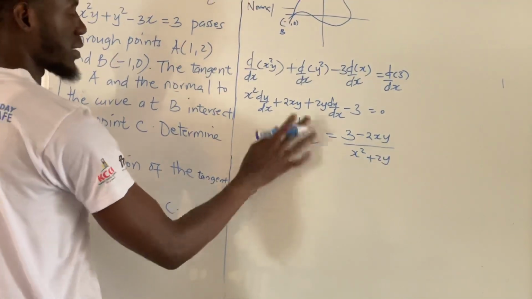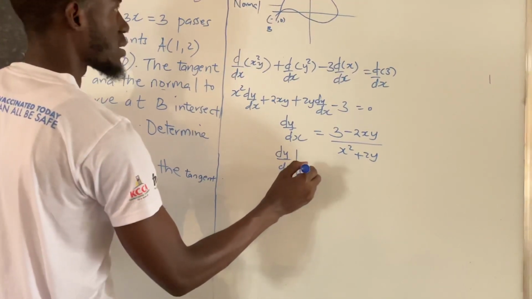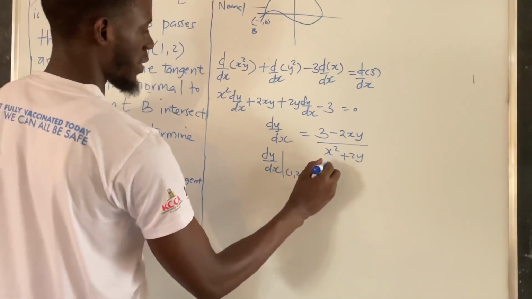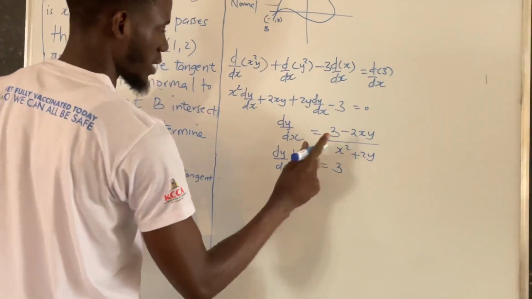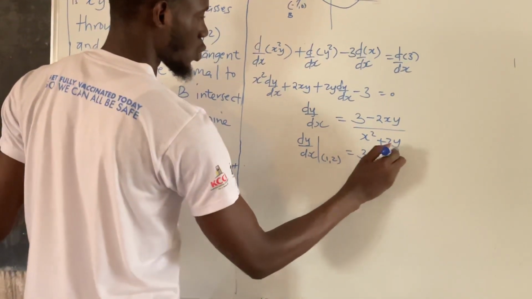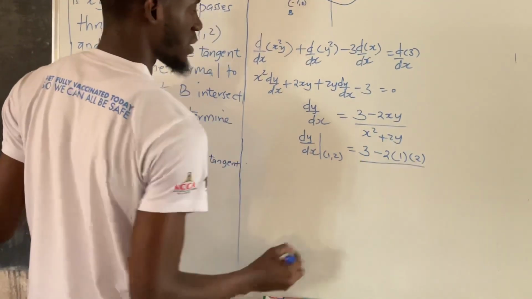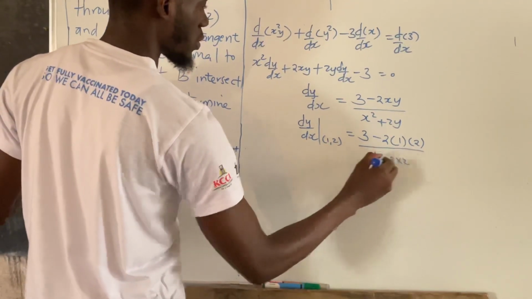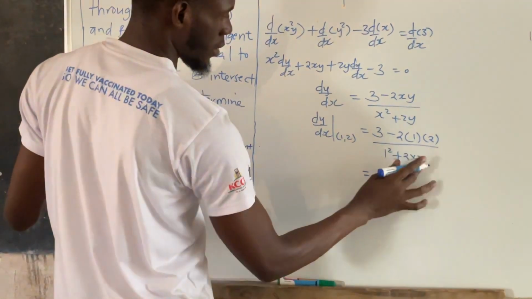Since this is a gradient, we have to get the gradient at a particular point, which is (1, 2). This is at A. So wherever there is x, we put 1, and wherever there is y, we put 2. So this is 3 minus 2 times 1 times 2, all divided by 1 squared plus 2 times 2. So this is going to be negative 1 over 5.